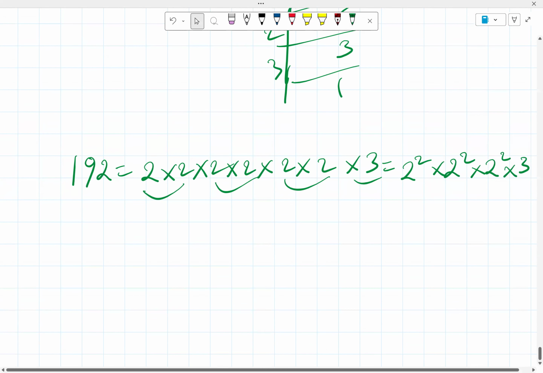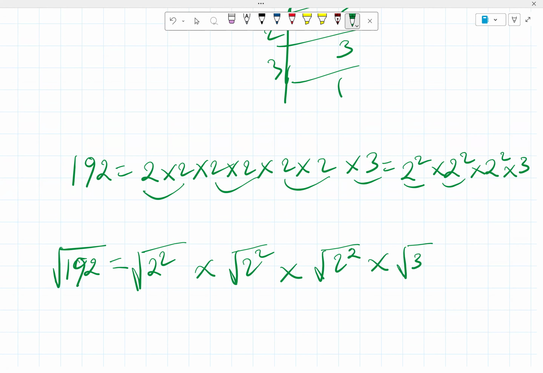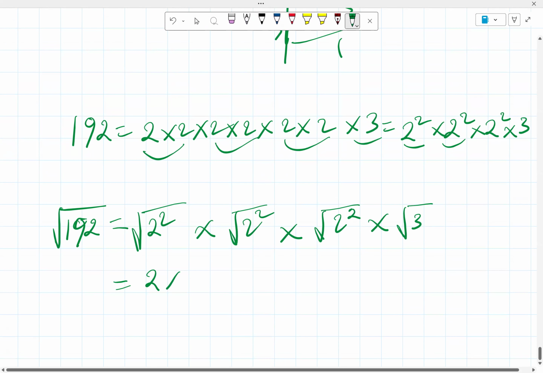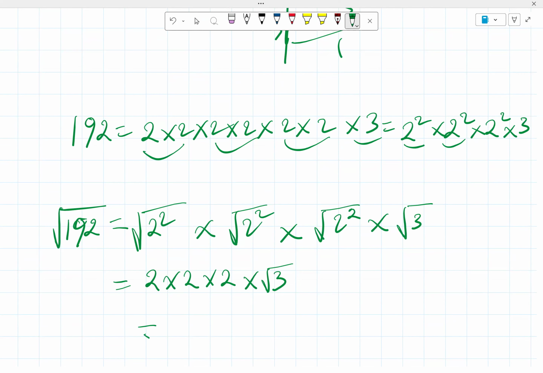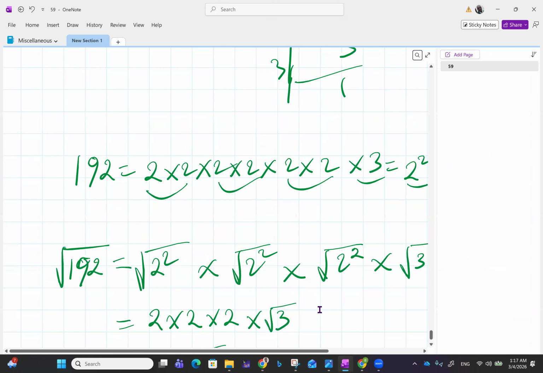Okay? That way, the square root of 192 can then be equal to the square root of 2 squared, first one, times the square root of the next 2 squared, times the square root of the third 2 squared, times the square root of 3. So we then have 2 times 2 times 2 times root 3. So that's 8 root 3. So that's how the square root of 192 goes.